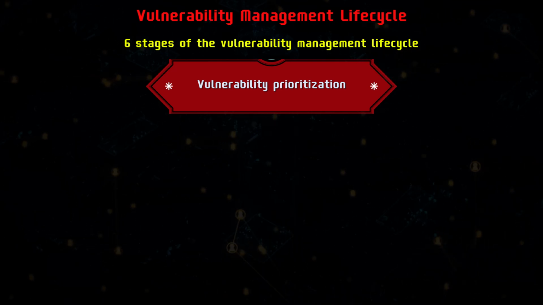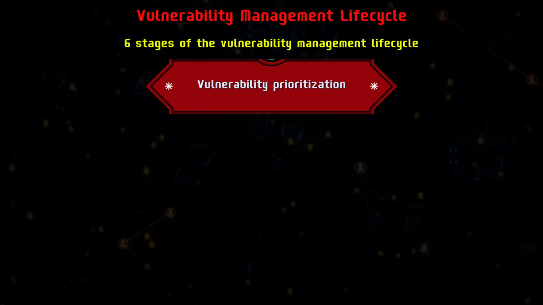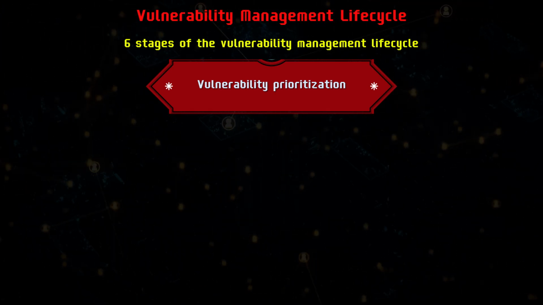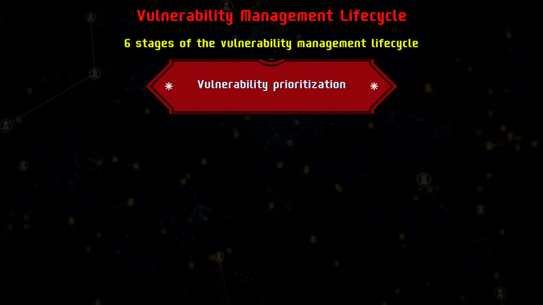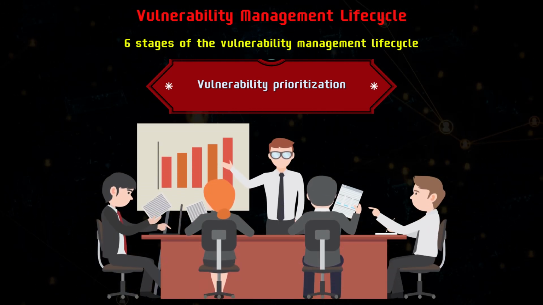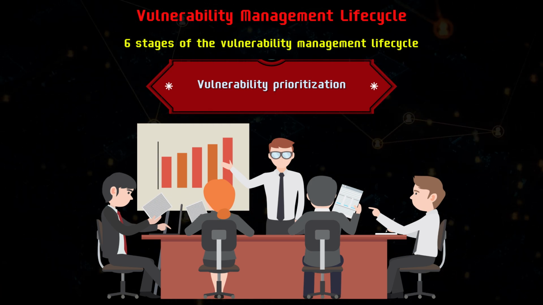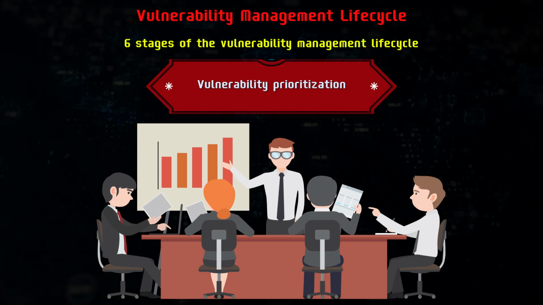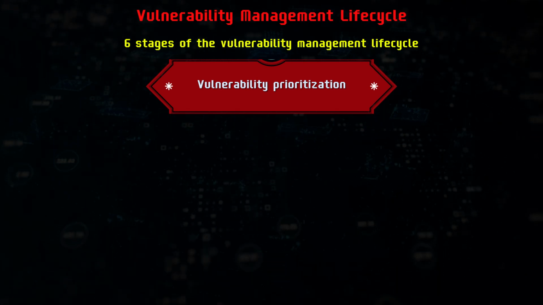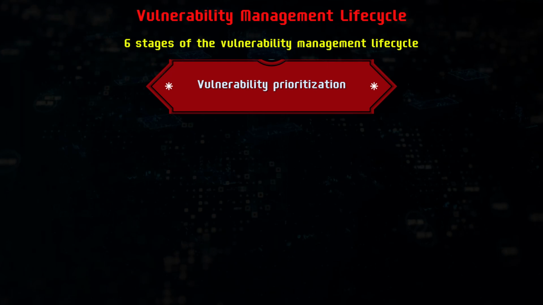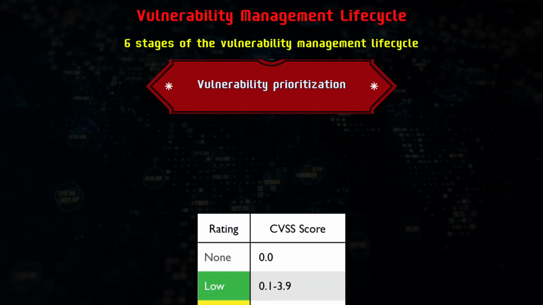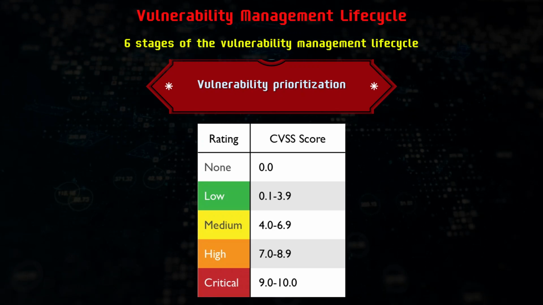Number 3. Vulnerability prioritization. The methodical assessment and classification of vulnerabilities according to their potential effect and exploitability, which helps businesses in determining which ones need to be handled first. It's an important step in the vulnerability management process. Here are some things to consider when prioritizing vulnerabilities. To rank vulnerabilities according to severity, use a CVSS, Common Vulnerability Scoring System, score.